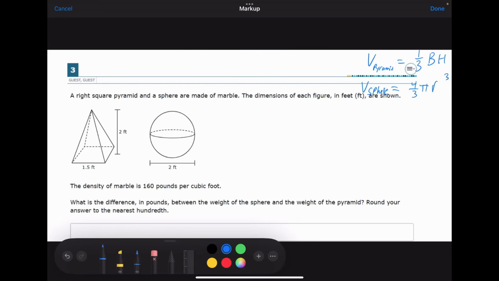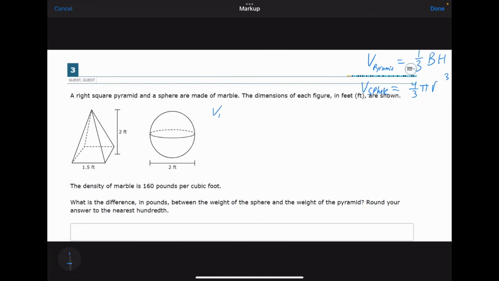And let's start by finding the volume of that pyramid. I'm going to say volume of the pyramid is equal to 1/3 times big B, which in this context, you should know by now, is the area of the base. The area of the base of our square pyramid is 1.5 times 1.5. That is because the area of this square is base times height, and because it's a square, the base and the height are both 1.5. And we're also given the height is 2.